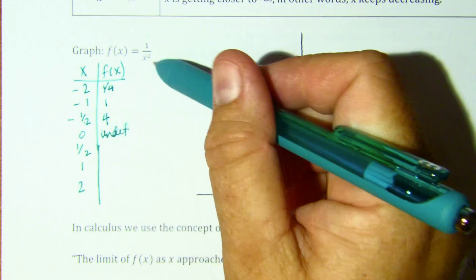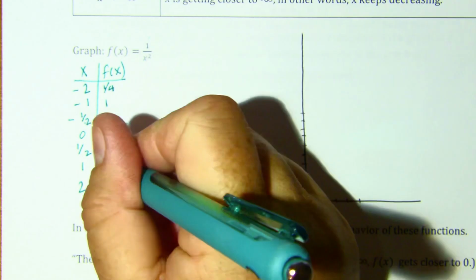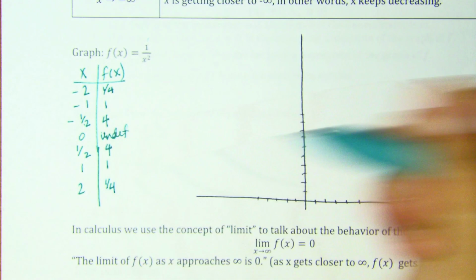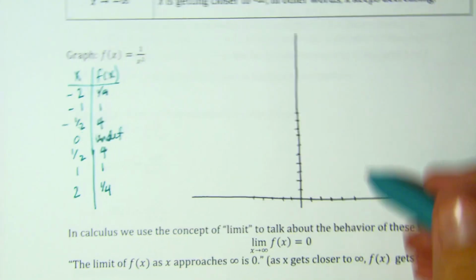And plugging in 1/2, we're going to have similar values. 1/2 squared is 1/4. 1 divided by 1/4 is 4. 1 squared is 1. 1 divided by 1 is 1. Plugging in 2, 2 squared is 4. So that would be 1/4. So notice that none of these values are negative. The fact that they're squared means that they're both positive.